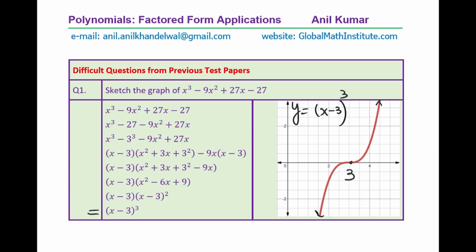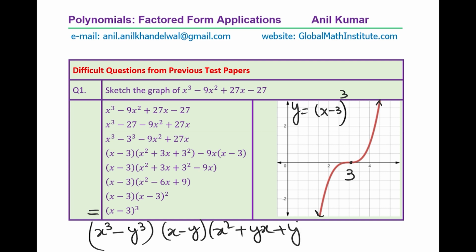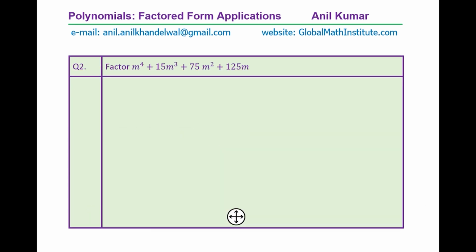So now, the two formulae which we used here were x cube minus y cube, in general, will be x minus y times x squared plus xy plus y squared, right? The other one was a perfect square, right? So we can write a minus b whole square is a squared minus 2ab plus b squared. Now let's look into the second question.